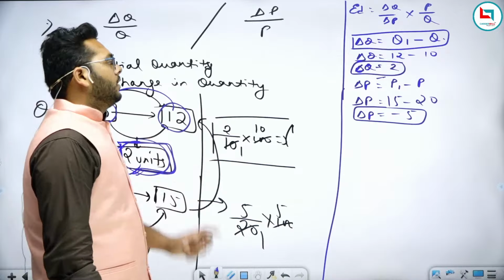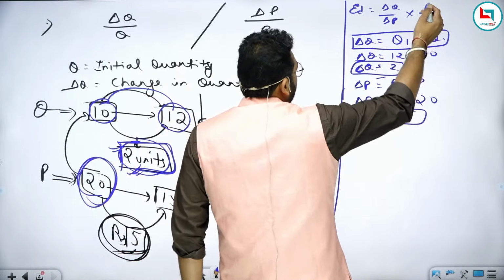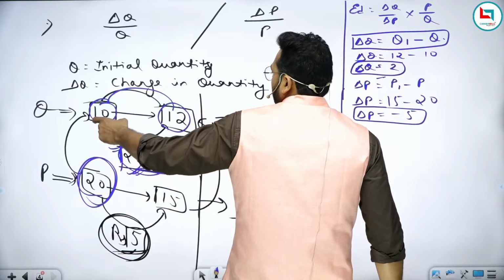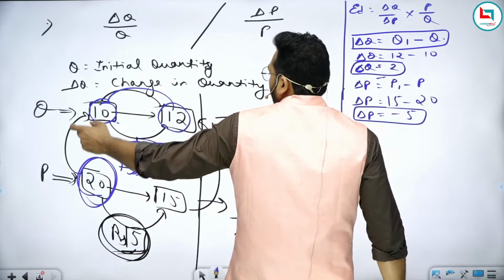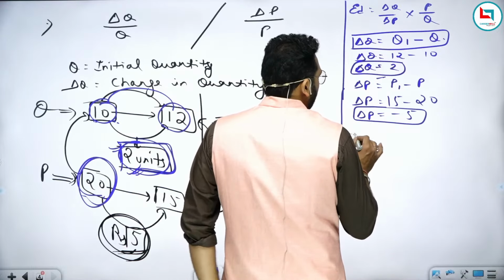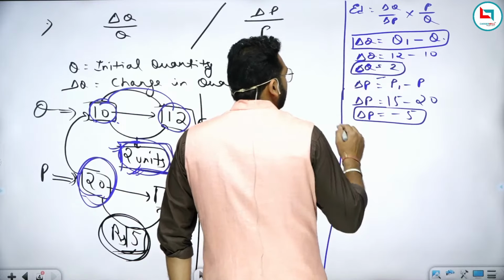Now just put in the values, because we don't need to find P and Q, since they have already been given in the question. P and Q mean what? Q means initial quantity, and P is initial price. So now you can put all the values in the variables.